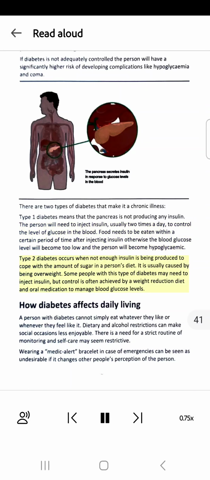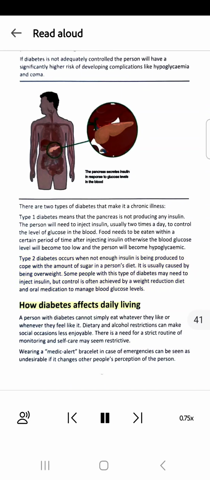Type 2 diabetes occurs when not enough insulin is being produced to cope with the amount of sugar in a person's diet. It is usually caused by being overweight. Some people with this type of diabetes may need to inject insulin, but control is often achieved by a weight reduction diet and oral medication to manage blood glucose levels.